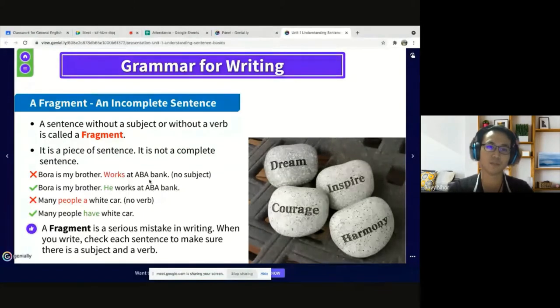Bora is my brother, works at ABA Bank. So you can see the first sentence is correct. We have subject, we have verb. Okay, we have subject, we have verb. And the second sentence, we don't have subjects.